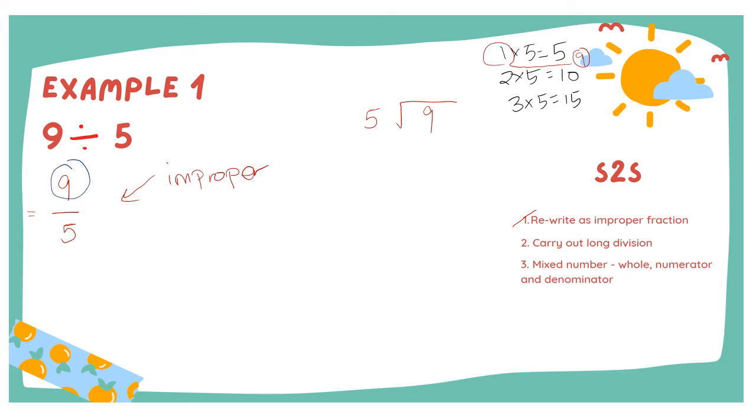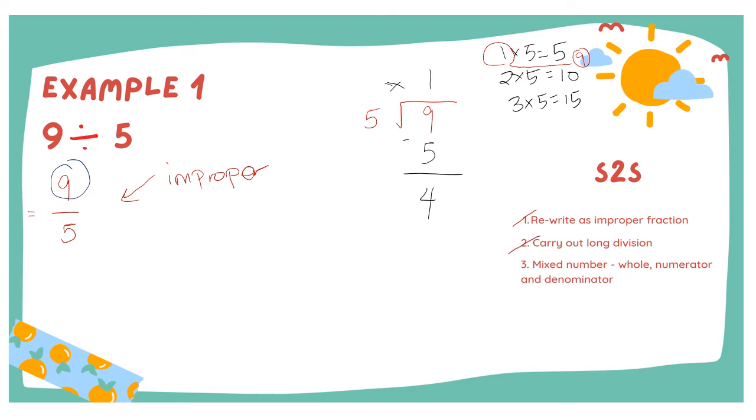So that's what you are going to write on top. So 1. Next, you're going to multiply 1 times 5. 1 times 5 gives you 5, and then you're going to minus. 9 minus 5 gives us 4. Now ask yourself, are there any more numbers you need to bring down here? If no, then you can stop. So we have done step 2.